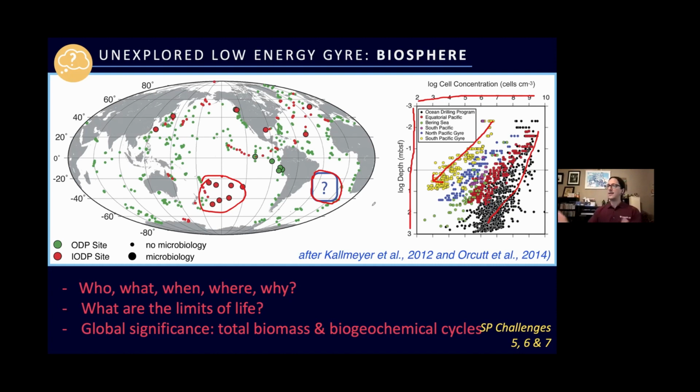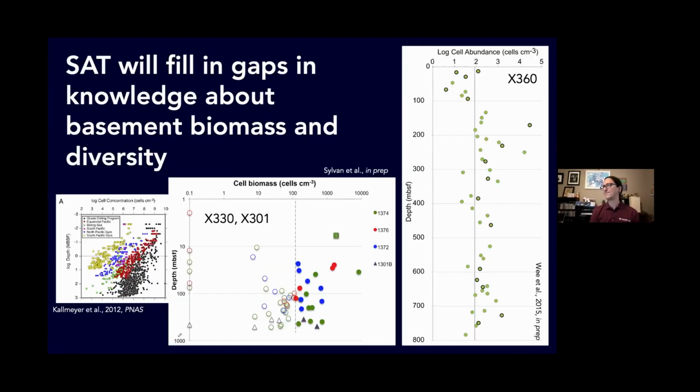We can do a lot more nowadays, and we can go into this region of the ocean that's unexplored for the type of work we do, and ask the who, what, when, where, and why questions. What bugs are there? How many of them are there? What are they doing? We can also think about questions related to limits of life, because it's far enough out in the middle of the ocean that the organic carbon content is pretty low. And definitely think about the significance of microbes in that area of the world to biomass as it relates to that type of figure, and also biogeochemical cycles.